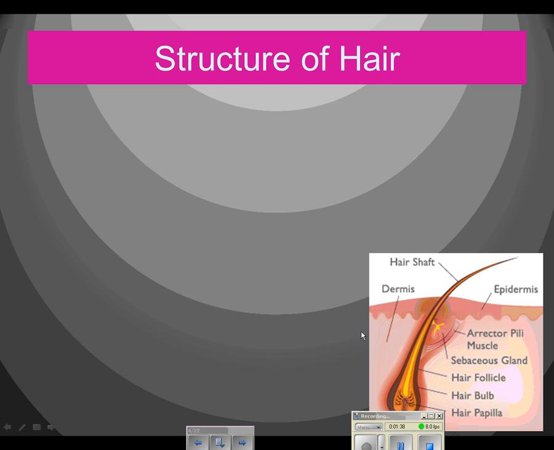So here's a diagram, and there's two parts, the follicle and the shaft. The hair shaft is actually this part out here outside of the skin. That's what you see on your arms and your head. Now, if we look at where the follicle is, that's down here around the root. Remember, the dermis is the living part of the skin. The epidermis is that top layer, which is not living.